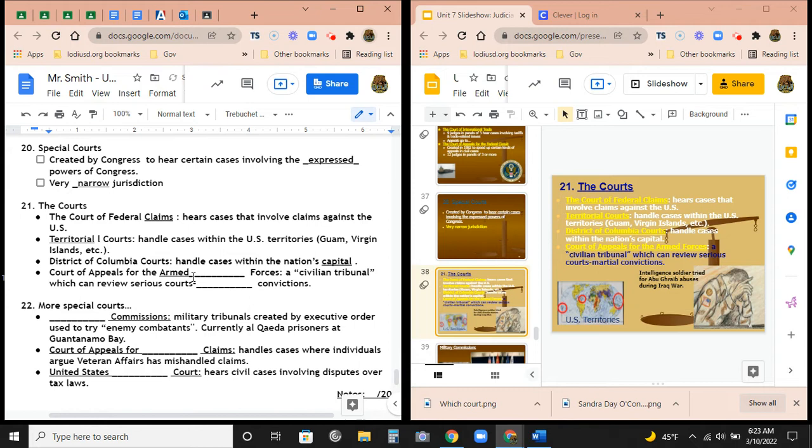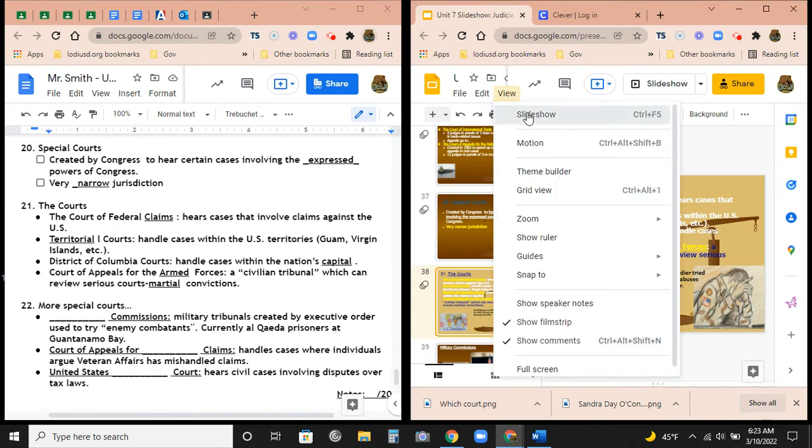That's a civilian tribunal. It's a non-military group that can review serious cases, which are court-martial decisions, which are convictions and getting dismissed from the army for dishonorable reasons. That's typically what happens when you're court-martialed. All right, let's take a look at this one. Make sure there's nothing we missed, and we'll go on to the next one.